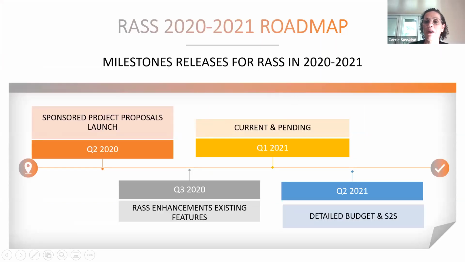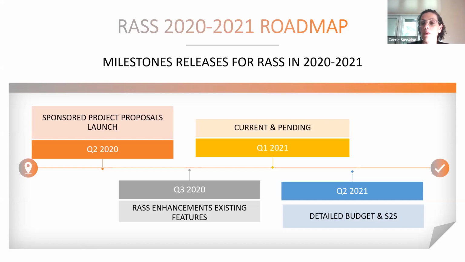Here's a little bit about where we're going with RASS. So as I mentioned, at the end of June, we launched the sponsored project proposals in RASS. We're currently working on some enhancements to those existing features. So things to improve what you're doing with awards, improving some of the functionality with proposals. And these are the things that Chris is going to walk us through here in a minute.